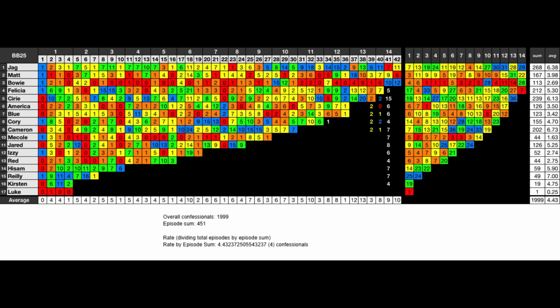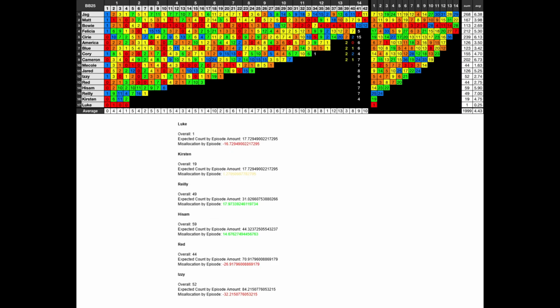And the episode sum, which is adding all the episodes that each contestant was in, adds up to 451. Dividing the former by the latter, we have a rate by episode sum of 4.43 confessionals, which is rounded down to 4. That is the average that every person should get per episode if things were evenly distributed.